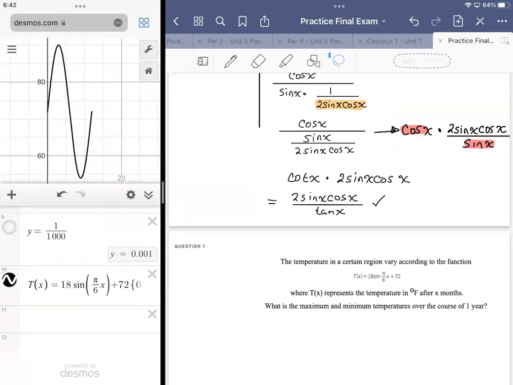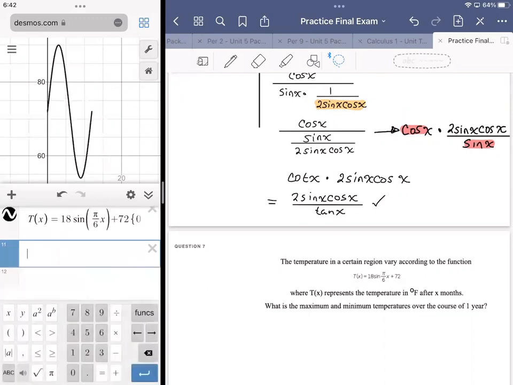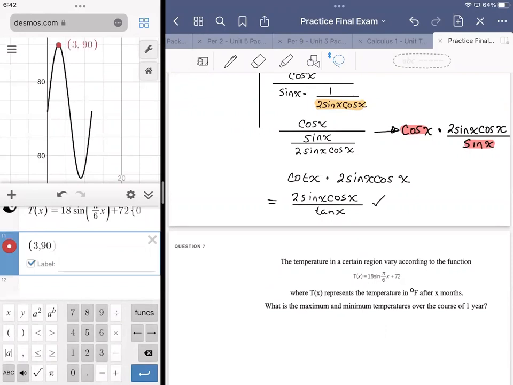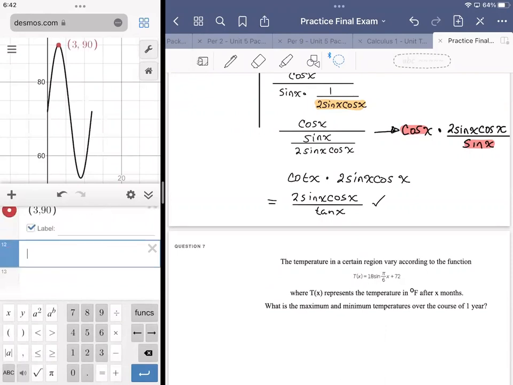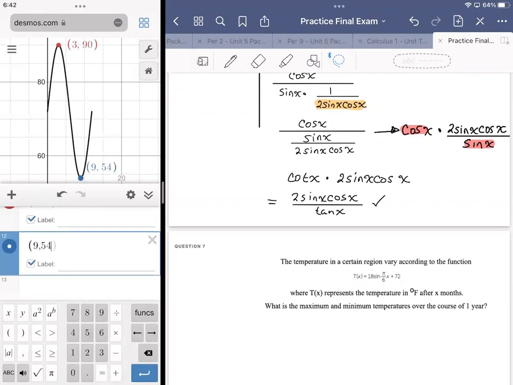Now, personally, I would be submitting this as a separate Desmos from all the other stuff. It's just I don't want to wipe out everything, so I'm just kind of leaving it. But I'm looking at this point as the maximum, 3, 90, and this point as the minimum, 9, 54. So I plot those, 3, 90, 9, 54. Right. It's asking what the maximum and minimum temperature is.